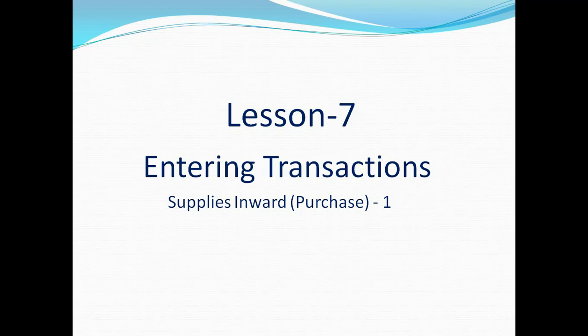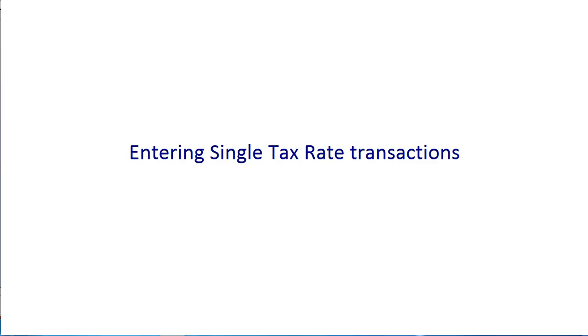we'll discuss different types of purchase transactions like single tax rate transaction, multi tax rate transaction, tax inclusive transactions, exempt nil rated transactions. So, in this chapter, we'll discuss these four types of transactions, starting with entering single tax rate transactions. Single tax rate transactions are those transactions in which only a particular tax rate has been used. That is, all the items in the voucher have a single tax rate.